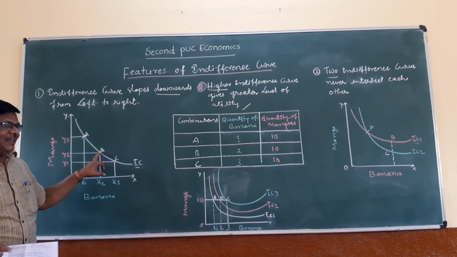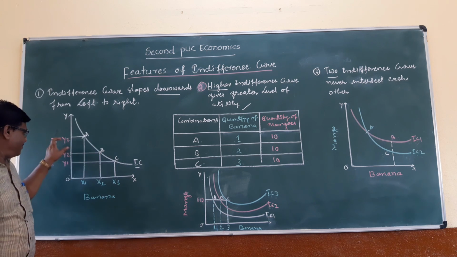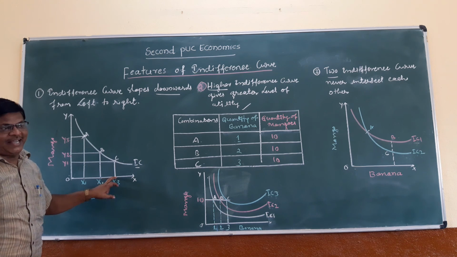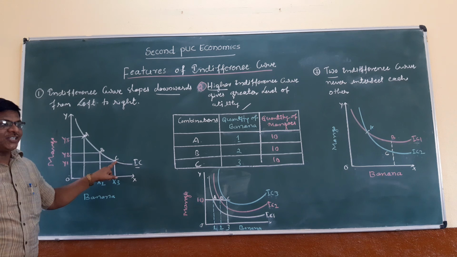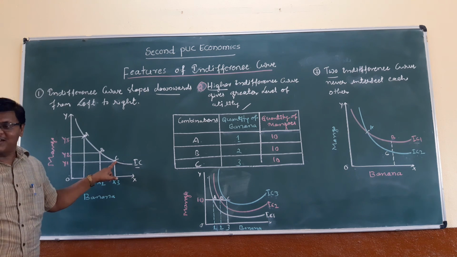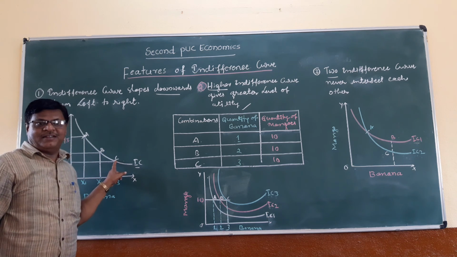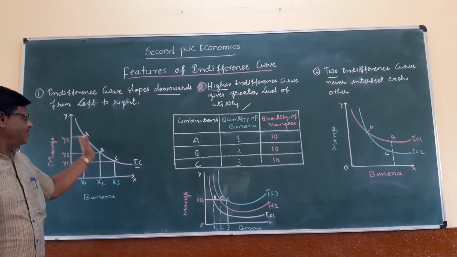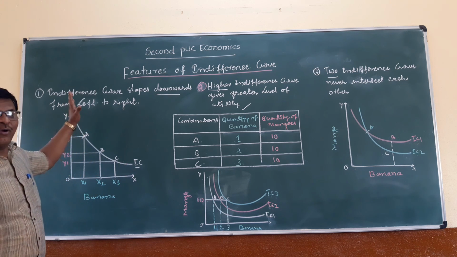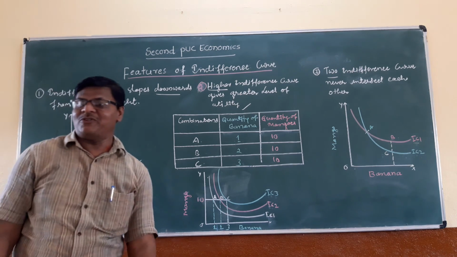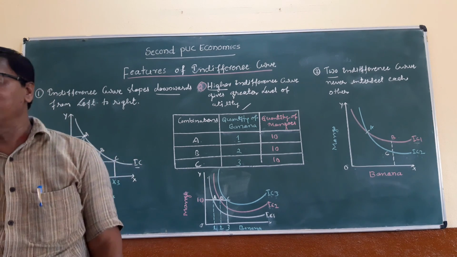If mango decreases from Y2 to Y1 and banana increases from X2 to X3, the combination at point C gives the same level of satisfaction to the consumer. C is on the same indifference curve, giving the same level of satisfaction. This is the indifference curve. It has a negative slope and slopes downwards from left to right. This is the first feature, or property, of indifference curves.